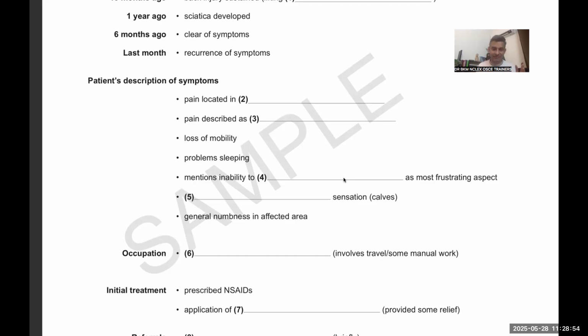देन एस्पेक्ट डैश सेंसेशन, सेंसेशन काव्स. काव्स में या तो बर्निंग सेंसेशन होगी या सेंसेशन होगी नहीं, नमनेस होगी. जनरल नमनेस उसने बोल दिया, तो यहाँ पे नमनेस वर्ड अब नहीं आ सकता. So when the patient is telling these are the problems, then I would be expecting this blank as well. क्या होगा?